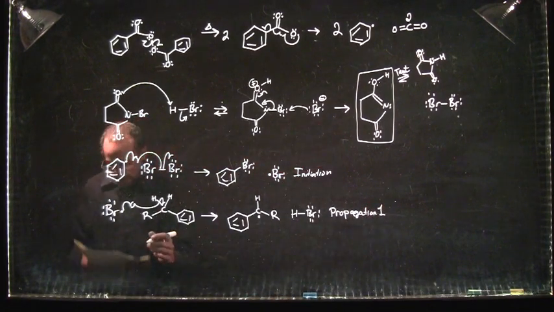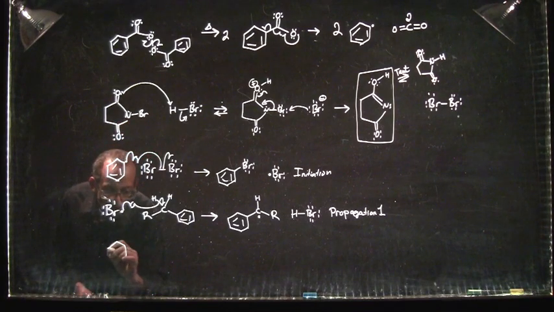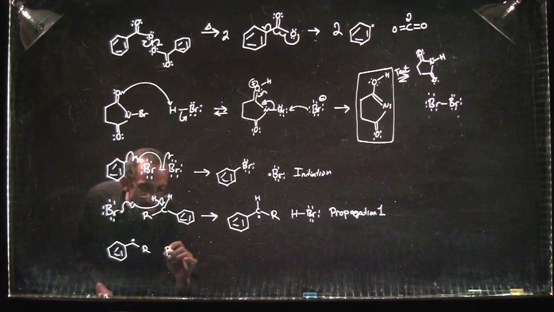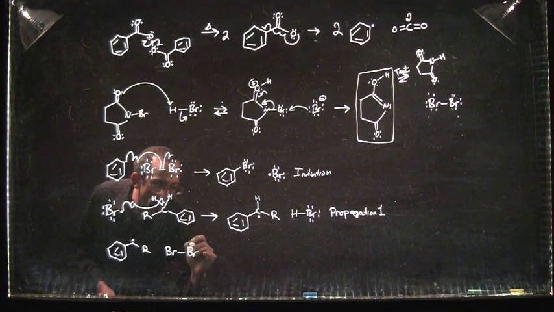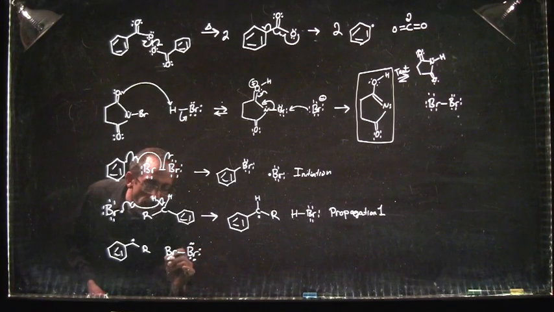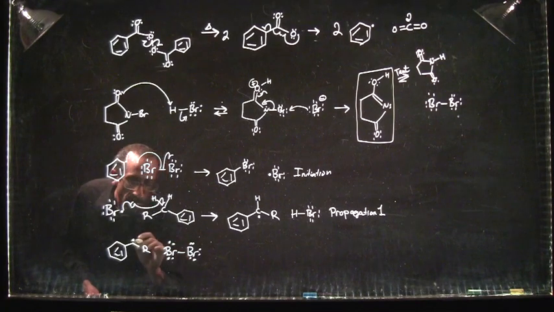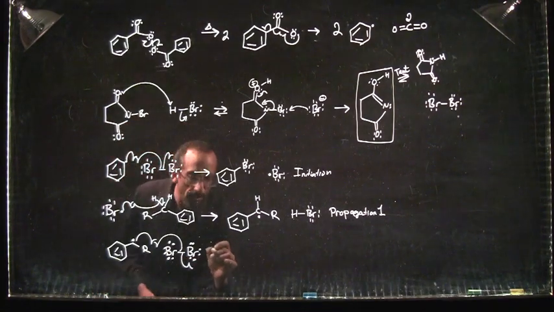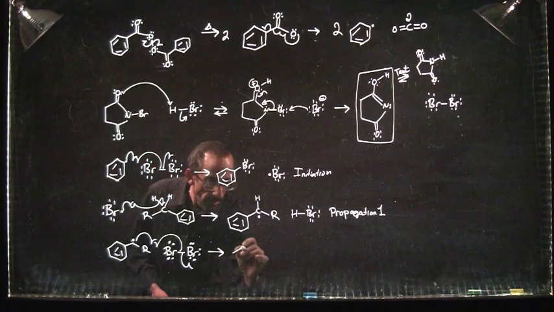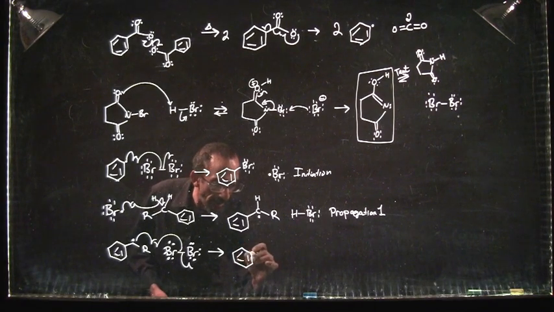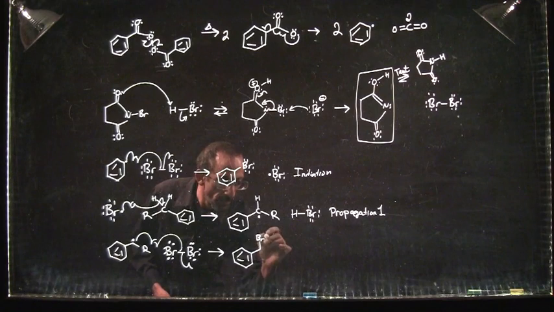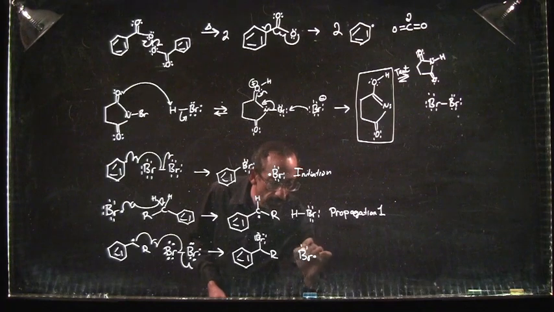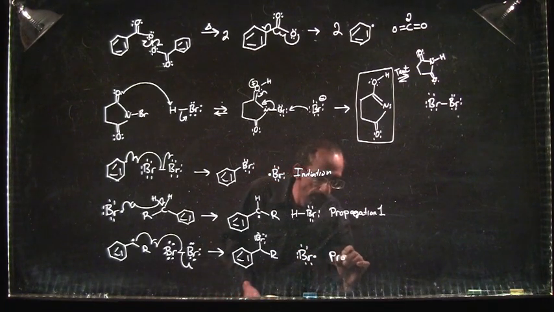Now, from there, my benzylic radical can come and find a new molecule of bromine. It takes one of these bromine atoms, generating a new bromine radical, and my benzylic bromide. And this is propagation 2.